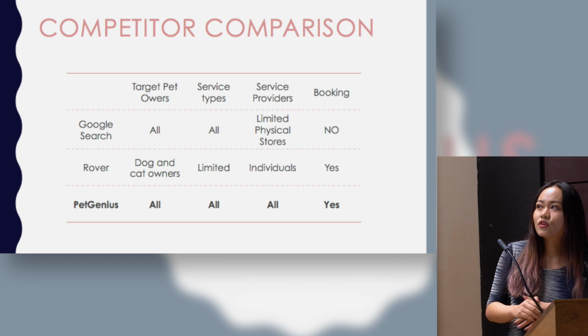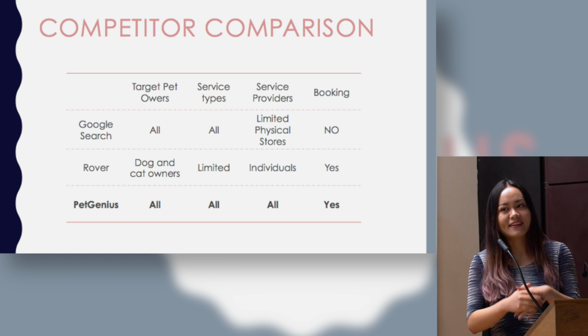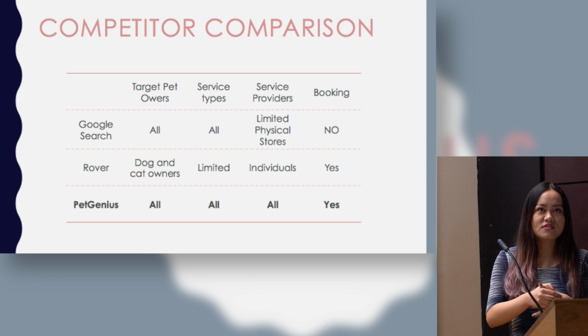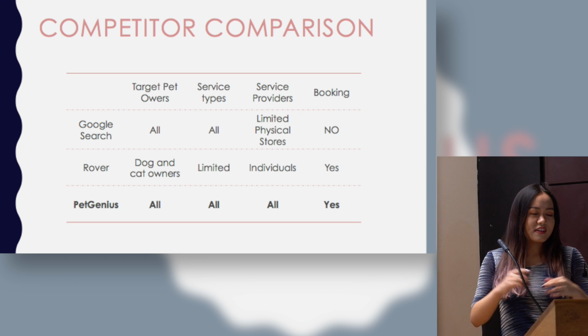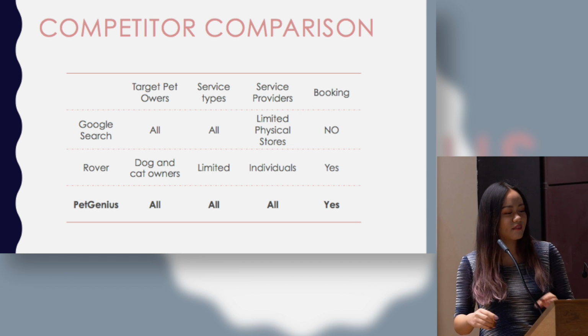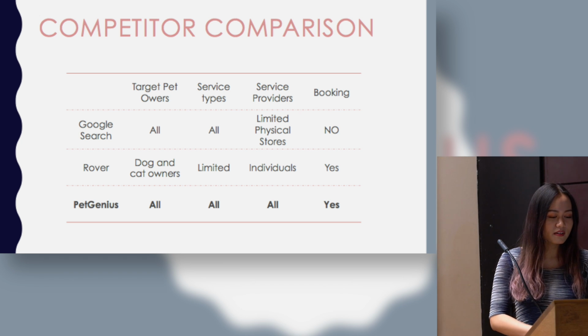And compared with Rover, an interface that mainly focuses on dog and cat sitting, Pet Genius is way more comprehensive, with more pet types and service types.